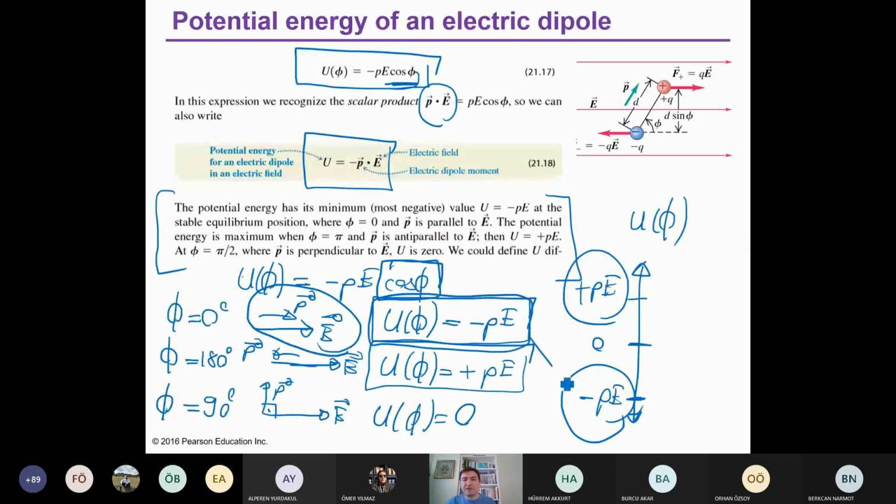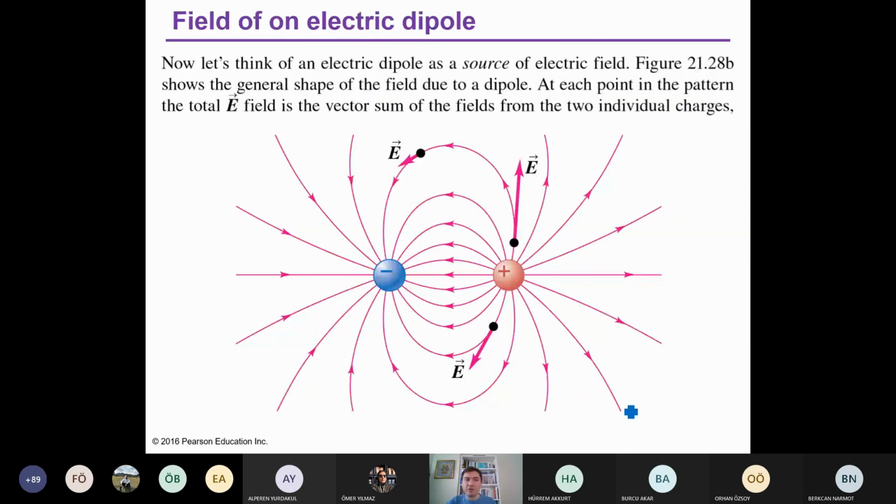And this is an unstable equilibrium. Torque is 0, but potential energy is maximum. Remember the potential energy graphs for unstable and stable equilibriums. You can easily understand. And here we have an intermediate region, and this is the minimum energy condition. So with this, I think I have finished the force and torque and also the potential energy of an electric dipole. Now I will continue with the field of an electric dipole.